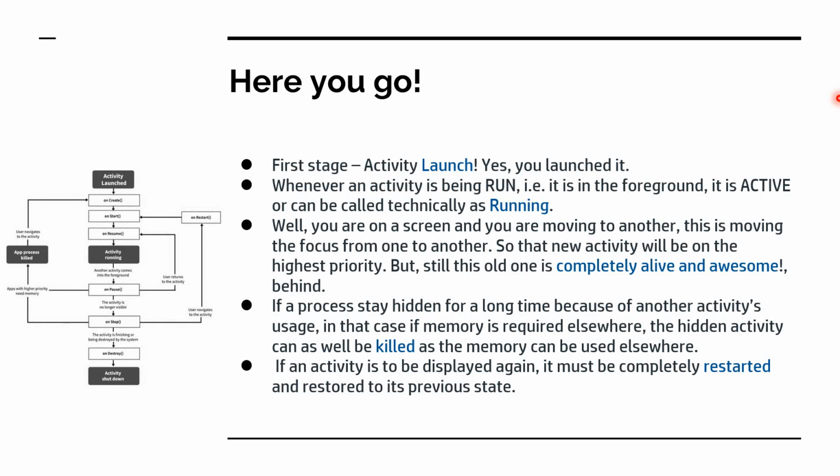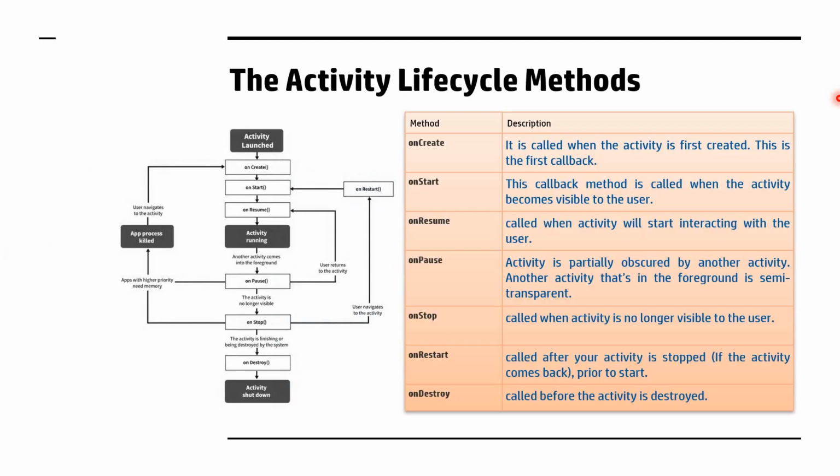Now, if an activity has to be displayed again, the one you have minimized, when you want to bring it back again, it must be restarted and restored to the previous state. So launch, run, going into the background, getting killed, being restarted, all these are the states that one can connect with the Android activity cycle. It's very important. We have multiple methods, functions available to implement all these: onCreate, onStart, onResume, onPause, onStop, onRestart, onDestroy. That's it. We have these methods.